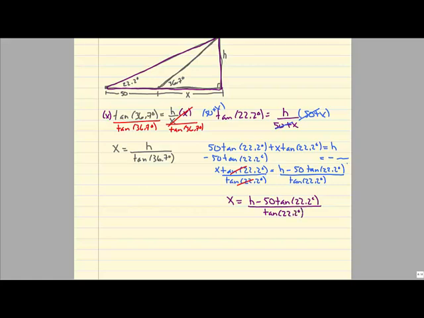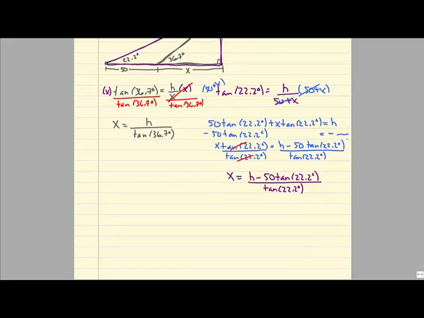Now it might be tempting to think that you might want to cancel these tangent 22.2 degrees, but you can't because the tangent 22.2 degrees in the denominator goes under the h as well. So if you cancel it here, it is no longer under the h and it needs to be on both. So now what we're going to do next is I have both of these solved for x, and so I'm going to set x equal to x basically. So I'm going to set the x for the gray triangle equal to the x for the purple triangle, and I will get h over tangent 36.7 degrees is equal to h minus 50 tangent 22.2 degrees over the tangent of 22.2 degrees.